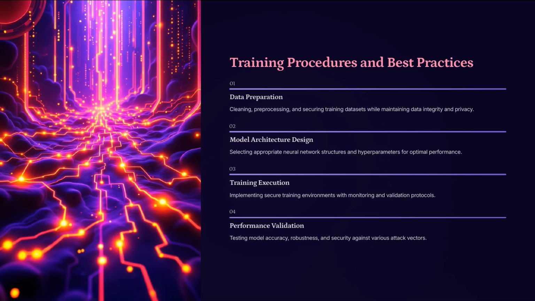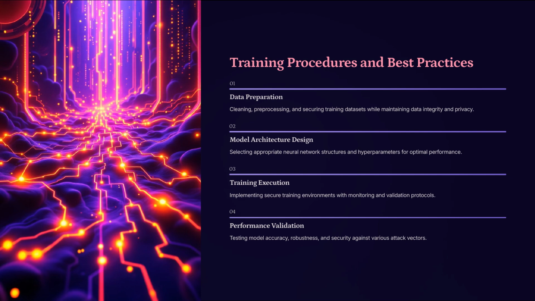As we transition from our discussion on model selection criteria, let's delve into the essential training procedures and best practices that ensure our models perform optimally. First, we focus on data preparation, which is critical for the success of any machine learning project. This involves cleaning and preprocessing datasets as well as securing them to protect data integrity and privacy. Ensuring that our data is accurate and reliable lays a solid foundation for the models we build.